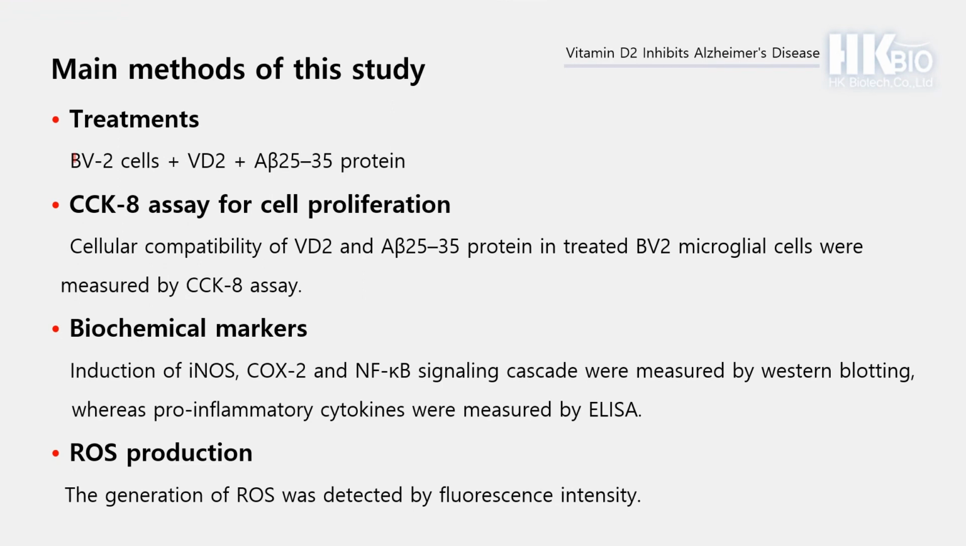After BV2 cells were treated with vitamin D2 and A-beta proteins, cell proliferation was measured by CCK8 assay. The biomarkers related to inflammation reactions were measured by Western blotting or light assay. And finally, ROS production was measured by fluorescence intensity.